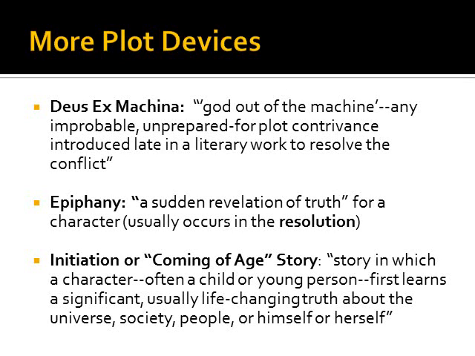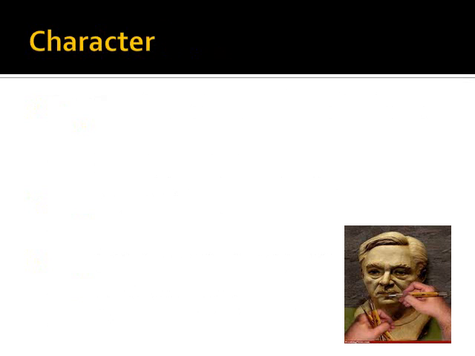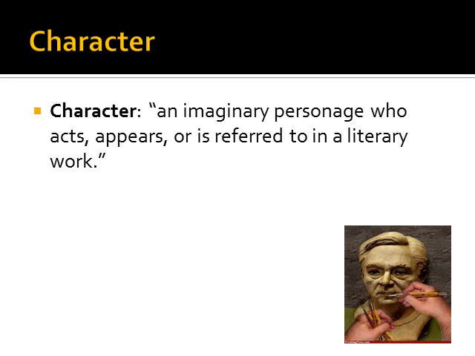So, moving on to character. Okay, like I said, plot and character really go hand in hand. You really can't have one without the other, because someone's got to make the plot happen. The plot can't happen in a vacuum. It has to be enacted by characters. So, a character is defined as an imaginary personage who acts, appears, or is referred to in a literary work, which is a pretty stodgy way to think about it.